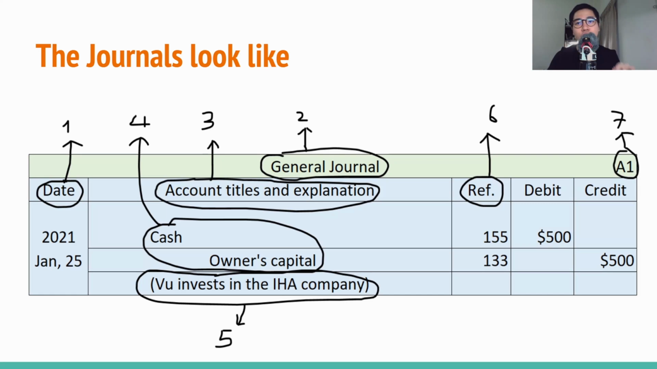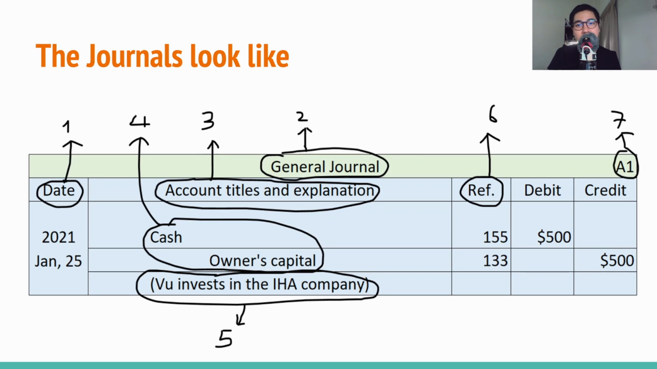Okay, so this is a real-life picture of an accounting journal. Now, I will spell it out following the order of the numbers. Number 1, this is a column for filling out the transaction date. Number 2, this is the title of the journal. Therefore, it can be the general journal, sales journal, or purchases journal, depending on your need.